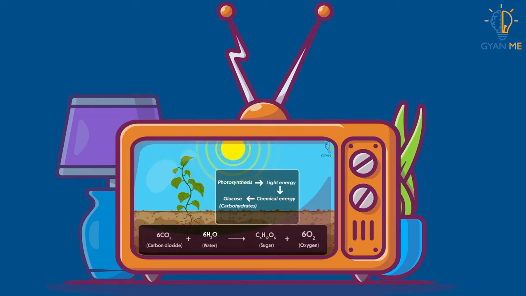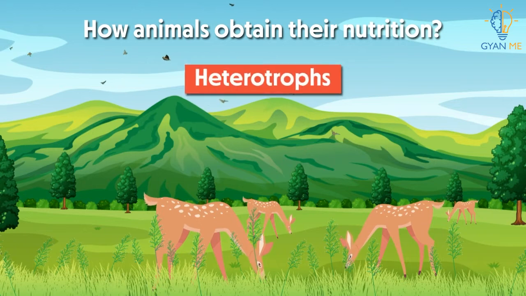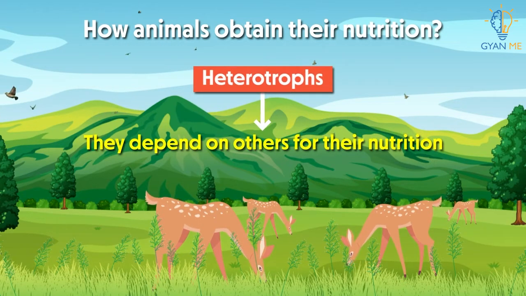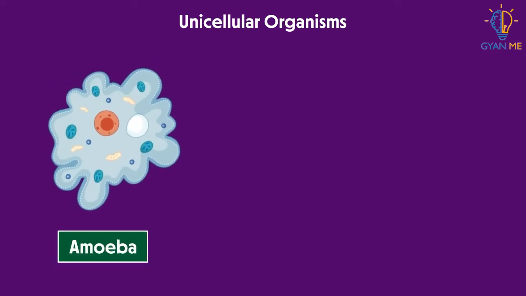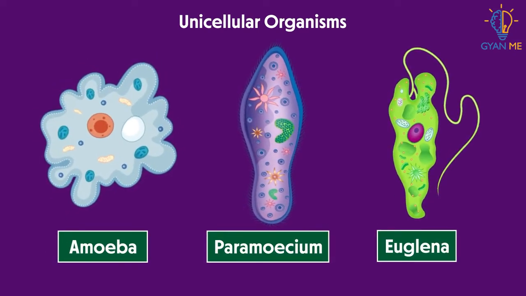Students, can you think about how animals obtain their nutrition? Recall that animals are heterotrophs, that is, they depend on others for their nutrition. In today's video, we will learn how the simplest unicellular organisms like amoeba, paramecium, and euglena obtain their nutrition.